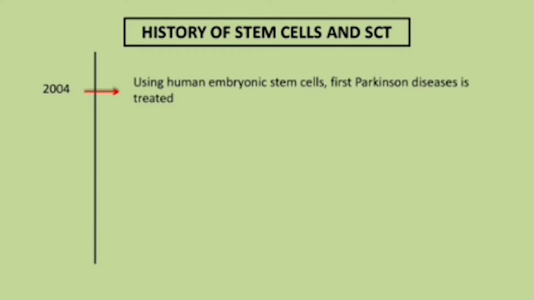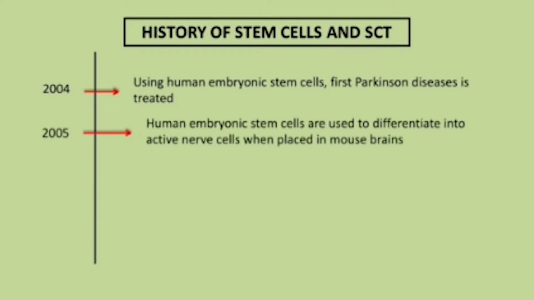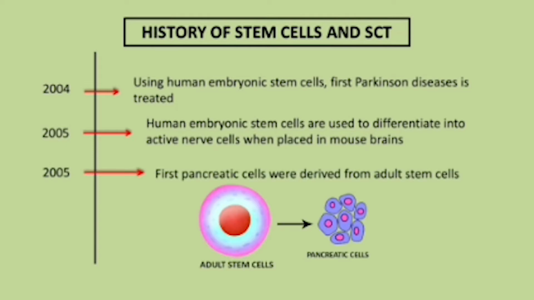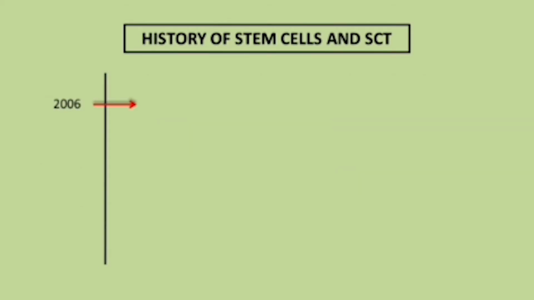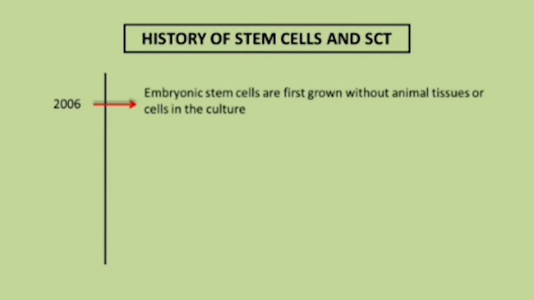In 2005, human embryonic stem cells were found to differentiate into active functioning nerve cells when placed in mouse brains. In 2005, pancreatic cells were derived from adult stem cells. In 2006, first embryonic stem cells were derived from the morula of a mouse. In 2006, embryonic stem cells were first grown without animal tissues or cells in the culture.